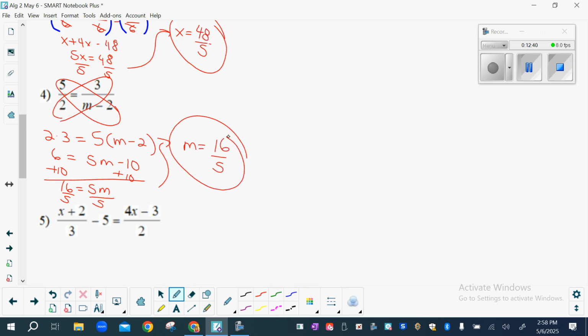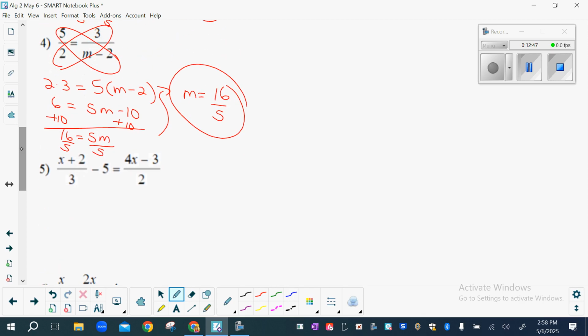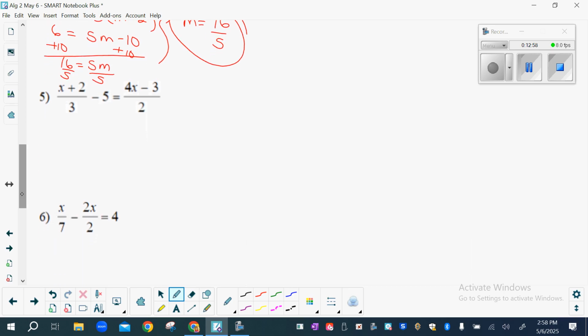Is that the last one? Okay, we're going to do 5 as the last one. So what's our least common denominator on number 5? 6. So tell me what I would multiply the top and bottom by on this first fraction. 2. And what about the 5? Over 1, so 6. Yes. And what about this one here? 3. Good.